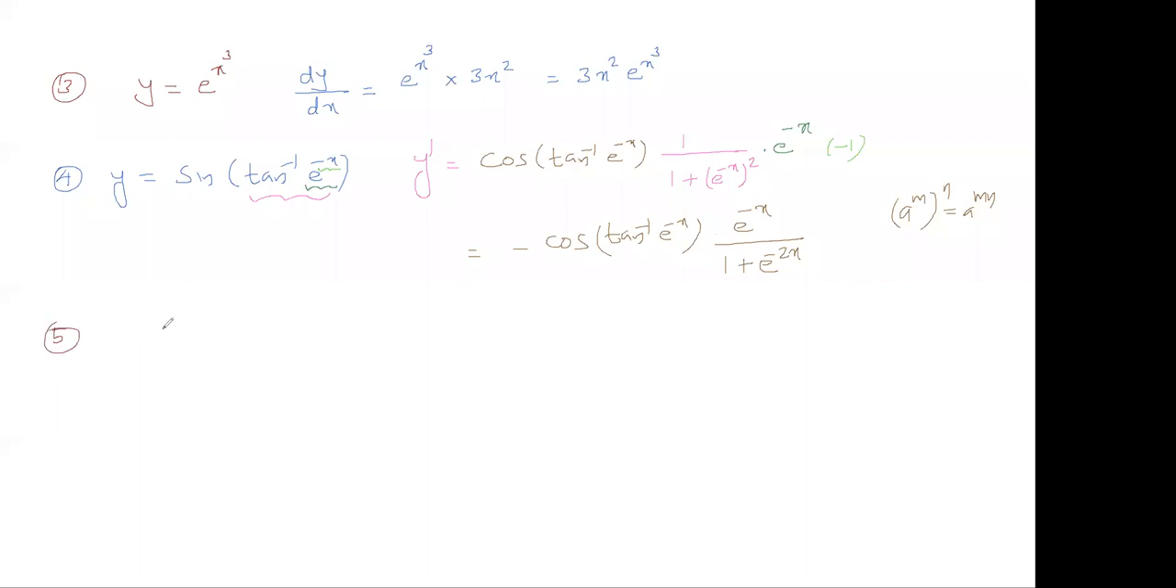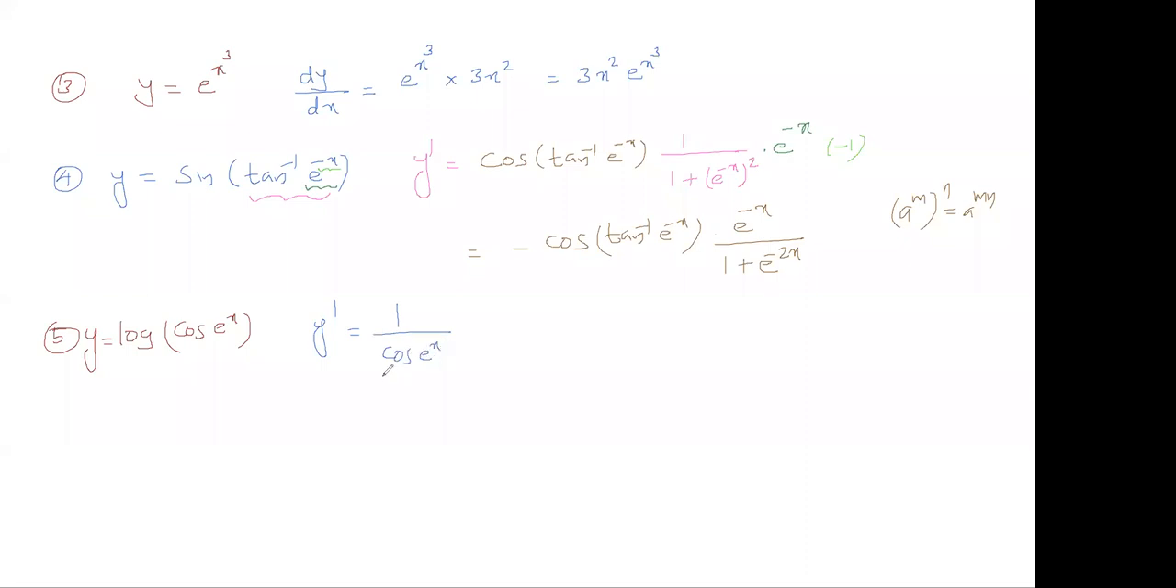Fifth question. Log cos e to the power x. So chain rule has a very big role. So now derivative. So सबसे पहले this function is of the form log x. Log x का derivative 1 by x. So it is 1 by x के जगह cos e to the power x.